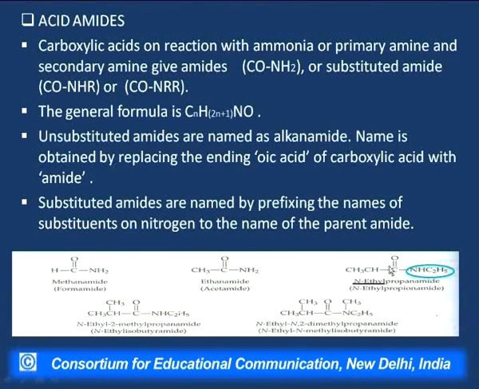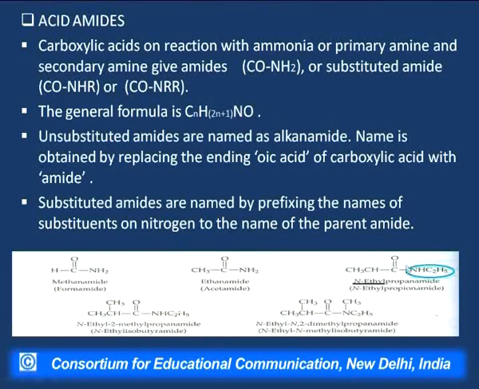Now if I talk of the third example, this is an example of a substituted amide. How did we get this amide? We got it when we treated an acid with a primary amine, and the hydrogen of the primary amine was replaced with a C2H5 group.